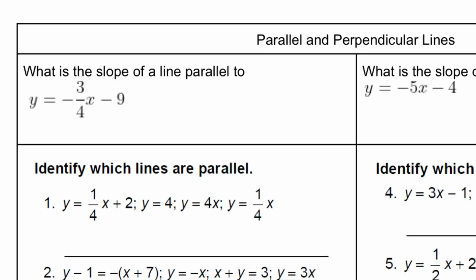What is the slope of a line parallel to y is equal to negative 3/4 x minus 9? The slope for this one is negative 3/4. A parallel slope is going to be the exact same thing. So we're going to choose negative 3/4.